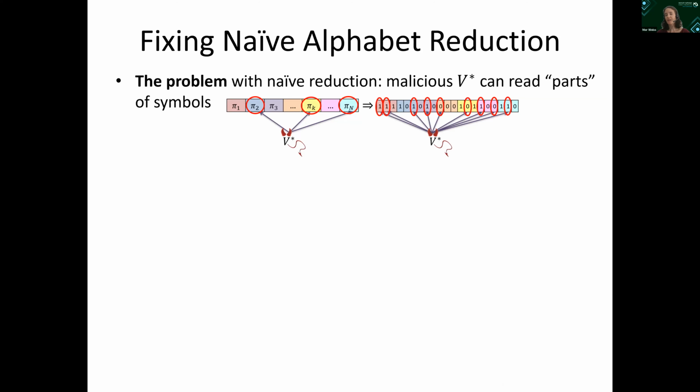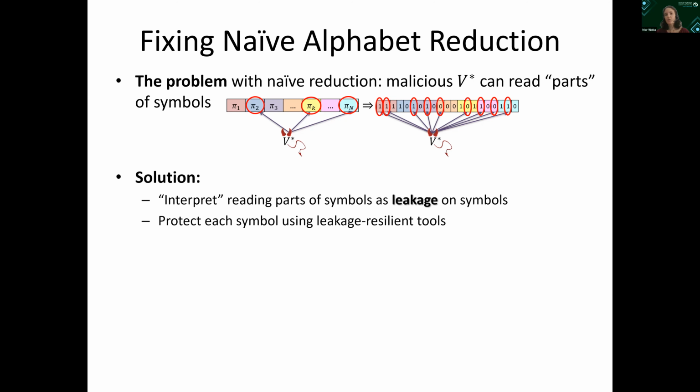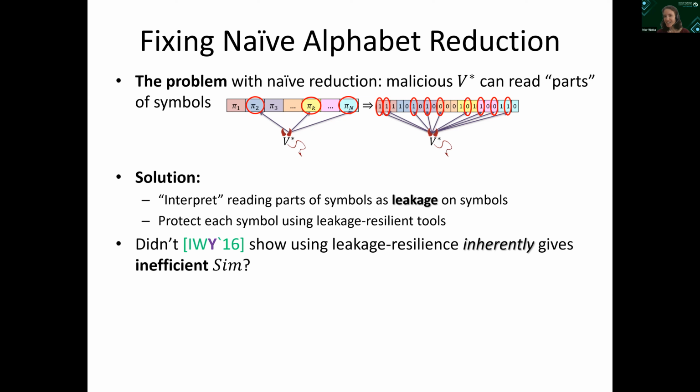So the issue is that the malicious verifier can read parts of symbols. And our solution is to view this reading of parts of symbols as leakage, and then use tools from the leakage resilience literature to protect against this leakage. But wait a minute, this idea of viewing the information as leakage was already used by Hazay et al. in 2016. And they prove that if you use leakage resilient tools, you're going to inherently get an inefficient simulator. So what's the idea here?